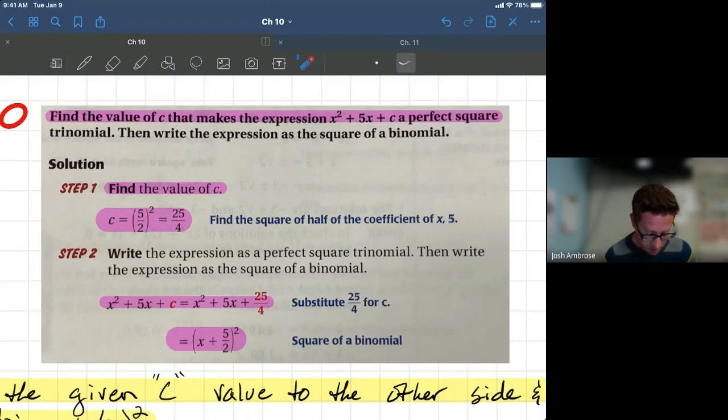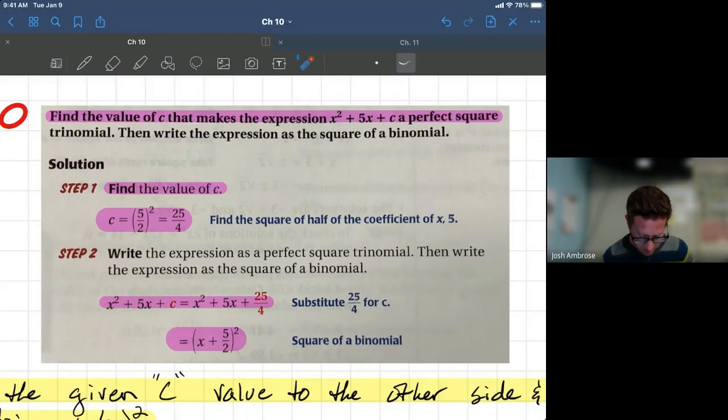So when you square 5, you get 25. When you square 2, you get 4. Take this value right here, plug it in where you have that c value, and that's what they're doing right here. Okay, so this becomes your brand new trinomial that is a perfect square. And now that you have a perfect square, you can factor it.